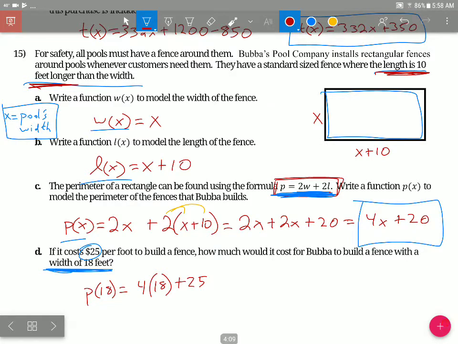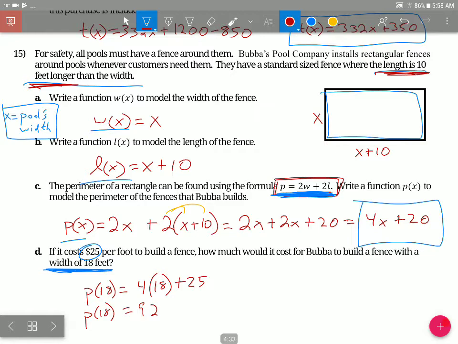So your perimeter is, what is 4 times 18? 4 times 18 plus 20 is 92. So when your width is 18 feet, your perimeter is 92 feet. So now that's how much fencing we need.